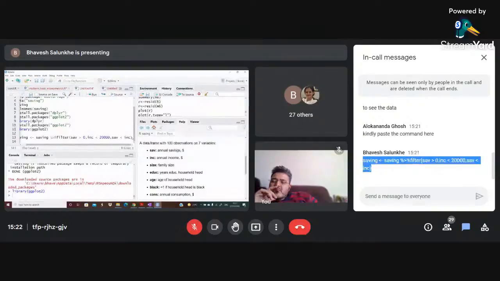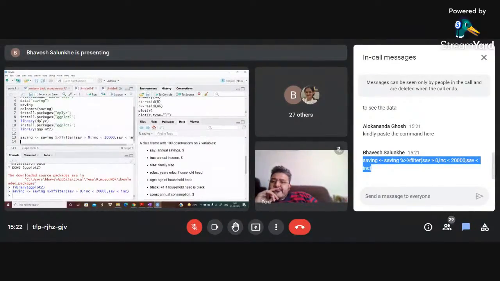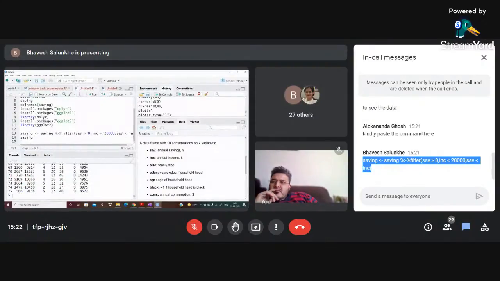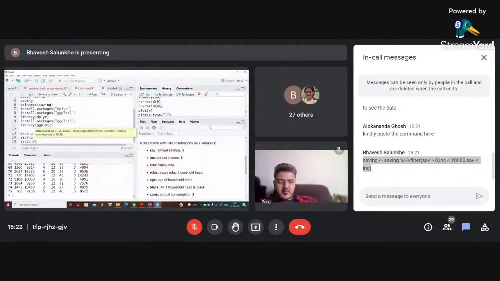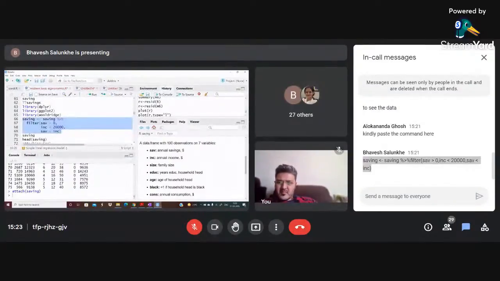So when I run this, I get savings data ready for me. Okay. So now what I do, I attach this data to the search path. So attach(savings) over here. Now I run the regression model.